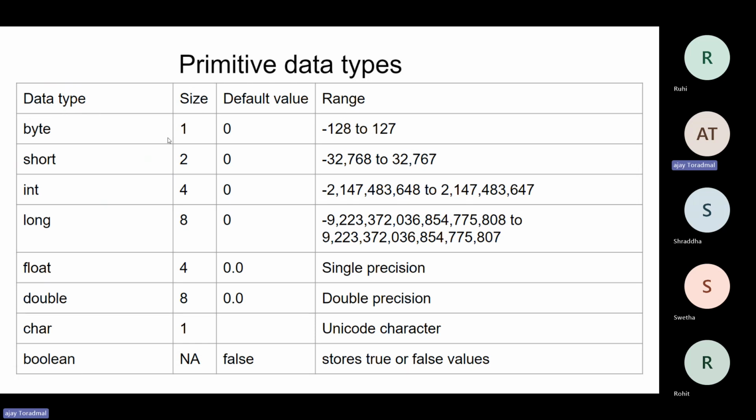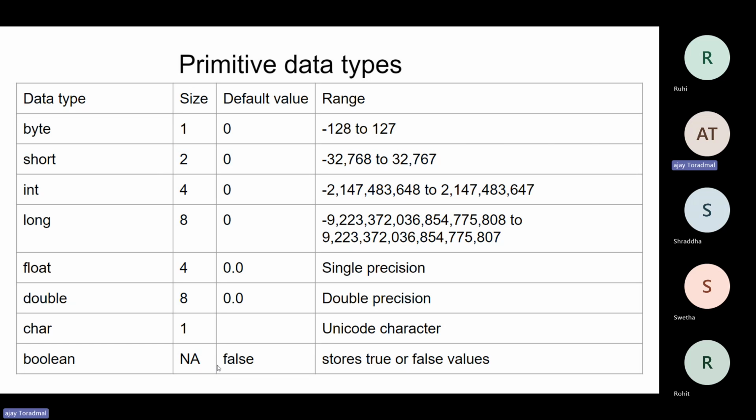If you see, the byte will require 1 byte of memory. All the sizes here are given in the form of bytes. For byte, it will require 1 byte. For the short, it will require 2 bytes. For the int, it will require 4 bytes. For the long, it will require 8 bytes. For the float, it will require 4 bytes. For the double, it will require 8 bytes. And for the character, it will require how much? 2 bytes. You should be aware of these sizes. For the boolean, it does not require any fixed size.